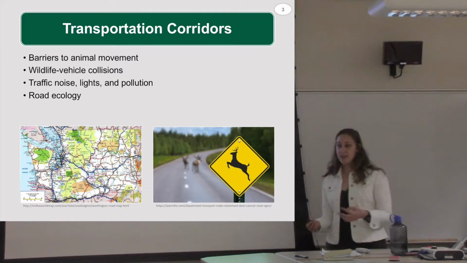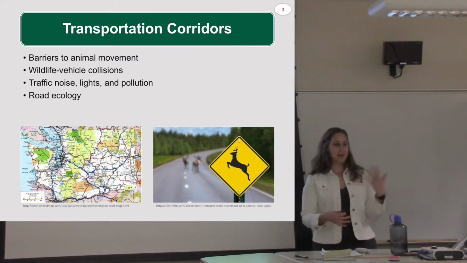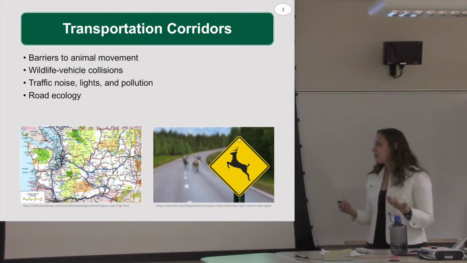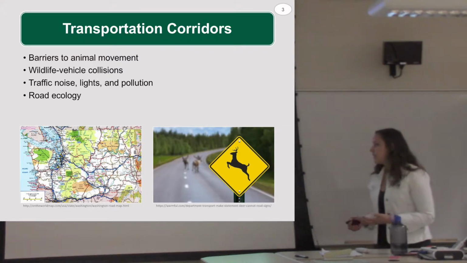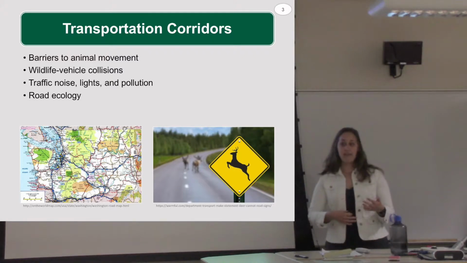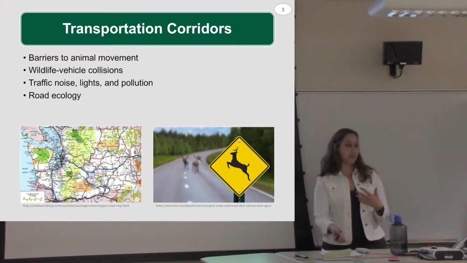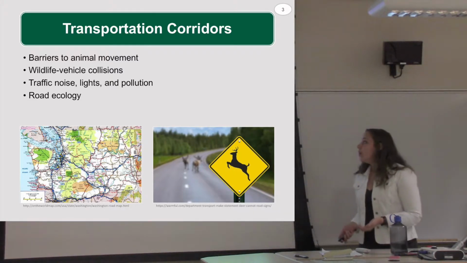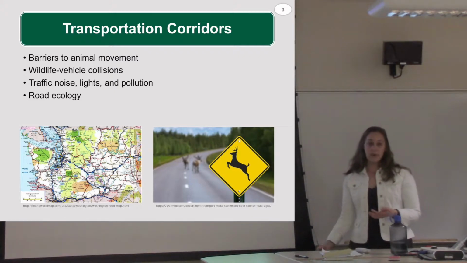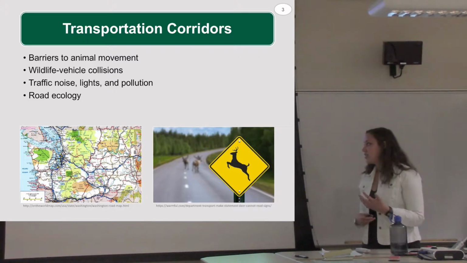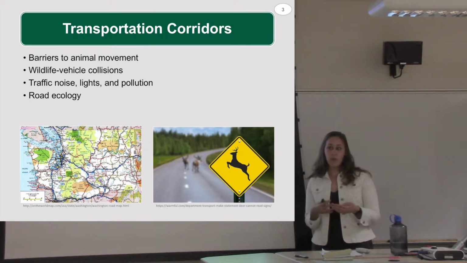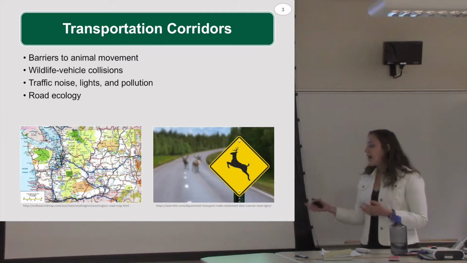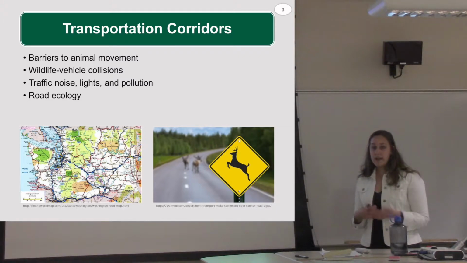Our transportation corridors like roads and interstates are physical barriers to animal movement and can reduce connectivity. So they serve as a barrier in terms of if animals decide to cross, they can be struck and killed by a car. Or animals can avoid roads because of all the factors such as lights and pollution and vibrations that will just cause them to not want to come near the road at all. So either way, they serve as a very clear barrier to animal movement.